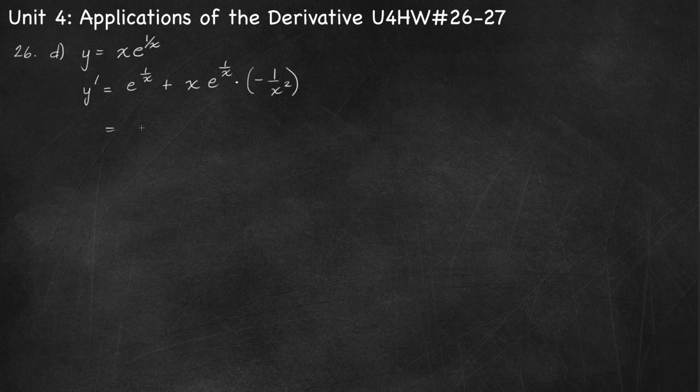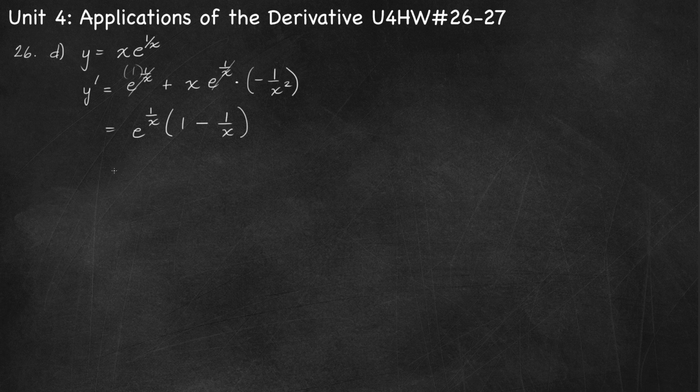So let's simplify this. I can factor out e to the 1 over x. And that leaves me with 1. So I take the e to the 1 over x out here, I'm left with a 1. I take the e to the 1 over x out here, and that leaves me with x times negative 1 over x squared. So my x over the x squared just is 1 over x, and then it's negative, like so.